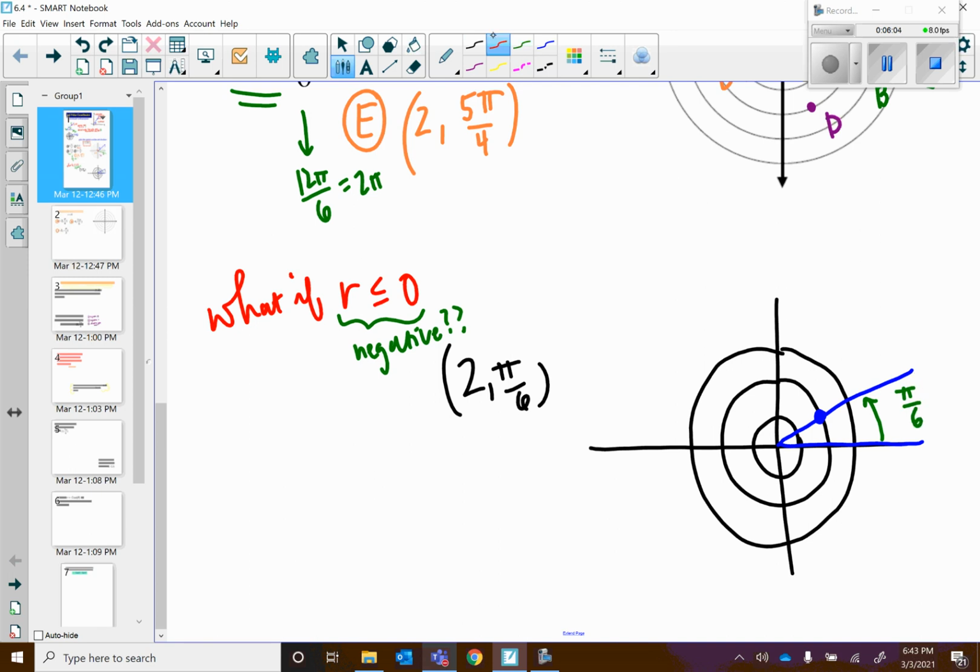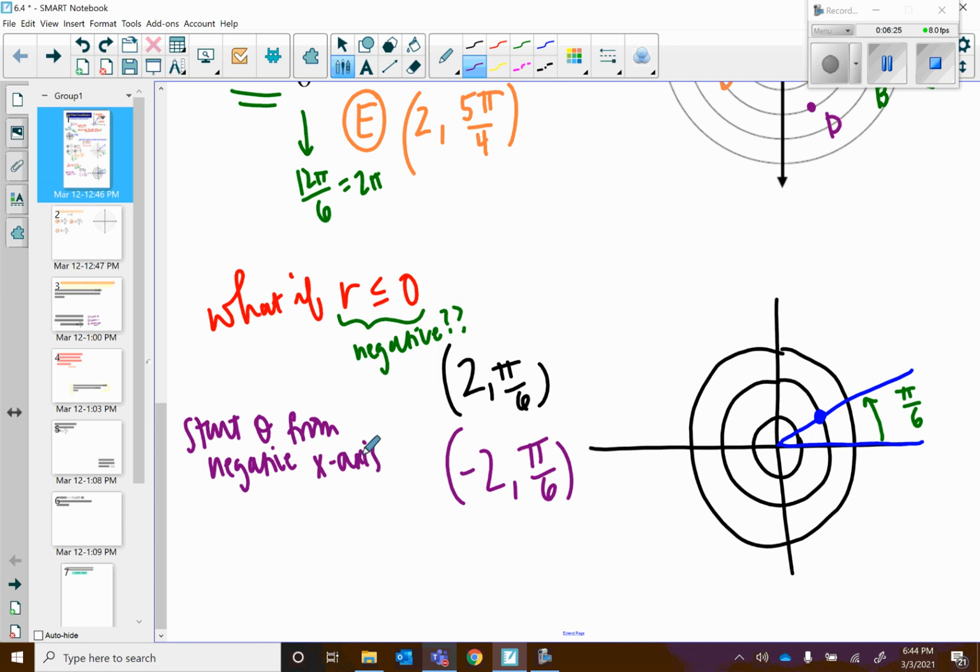Now, if our radius is negative, so let's change this. Now let's look at the point negative 2 comma pi over 6. To do this, we are going to start our angle from the negative x-axis, and then we'll keep moving in that same counterclockwise direction. So here I'm going to start from the negative x-axis, and I'm going to open a distance of pi over 6. This is still the same angle measure, it's just starting in a different location. And then we go out to that radius of 2.